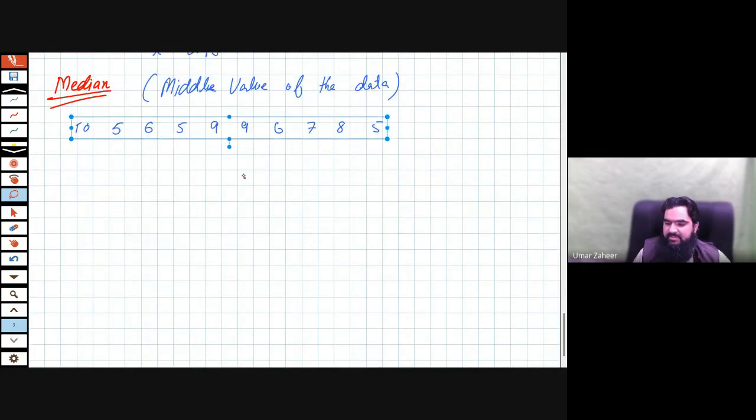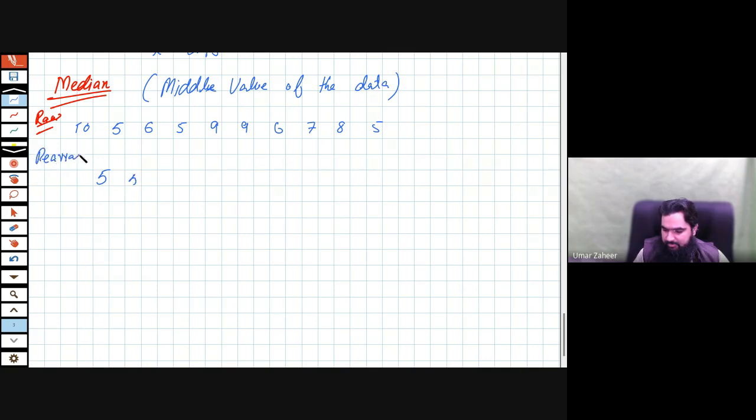All right, let's say this is the data we need to find the median of. It's raw data, okay? Now what we will do, first of all, is write it in ascending form. So the smallest value is 5. Rearrange.